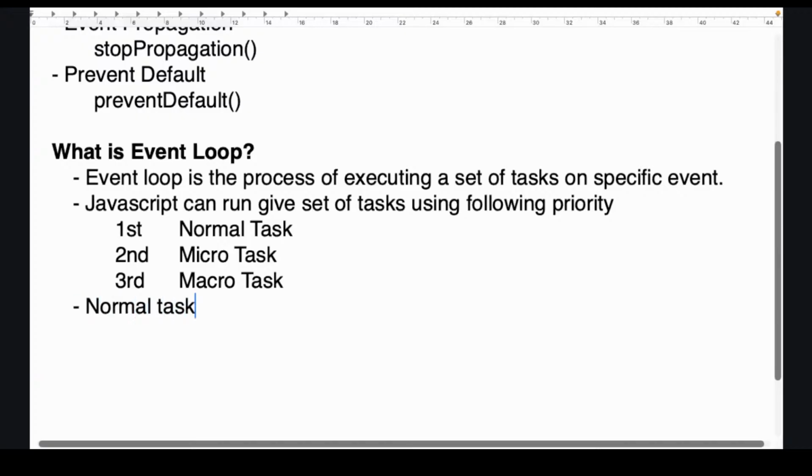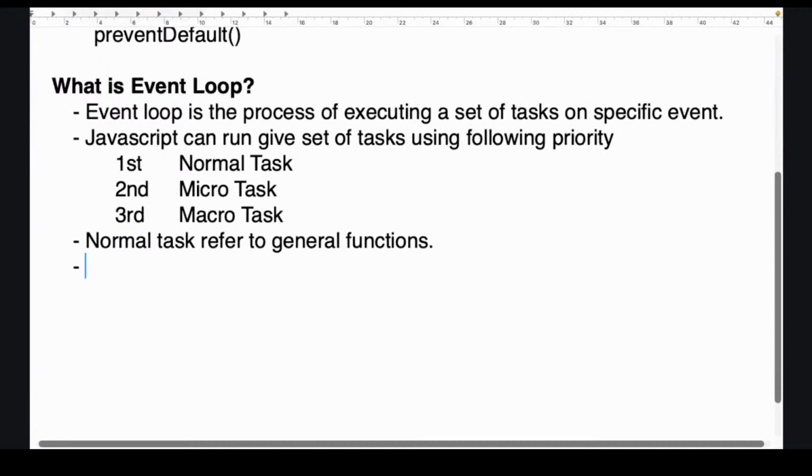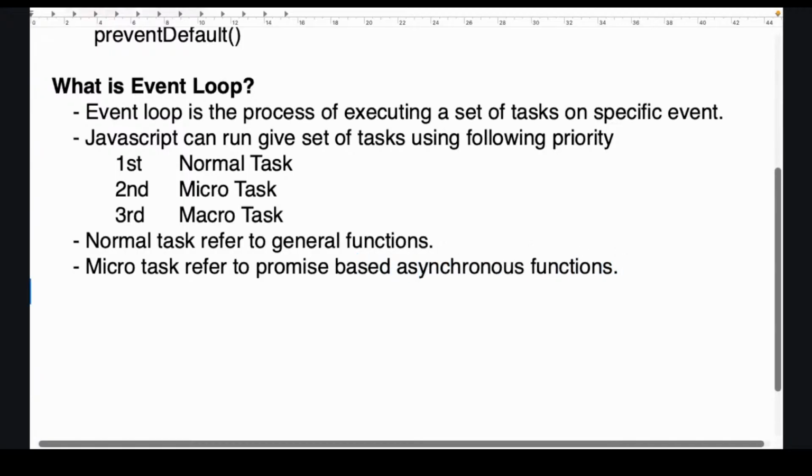Normal task refers to general functions. Micro task refers to promise-based asynchronous functions. Macro task refers to, so debounce, using timeout.